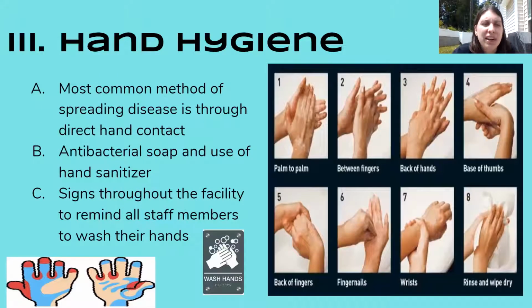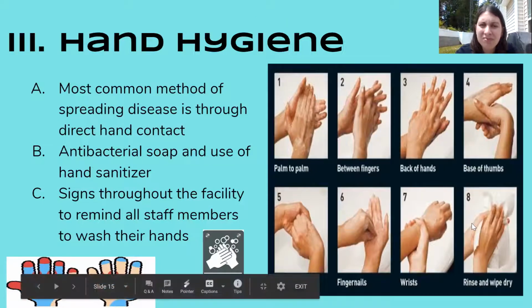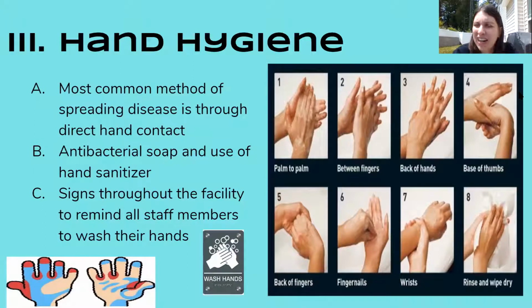Good hand hygiene is very, very important, because I don't know, I wish I knew the actual statistic. I would say maybe like 75% of all disease is going to be spread through hand contact, through people not having their hands clean the way that they should. And there are correct ways to wash your hands to make sure that you're getting all of those germs off.